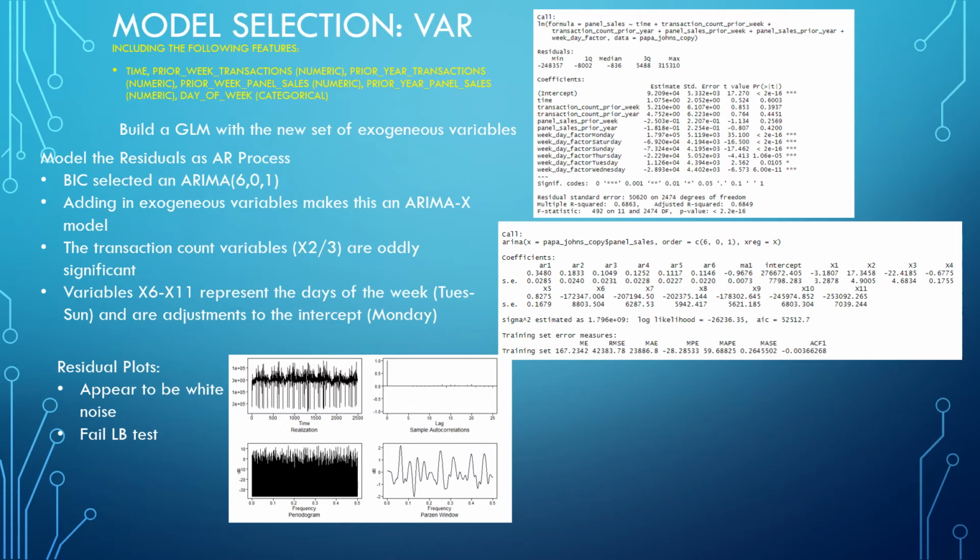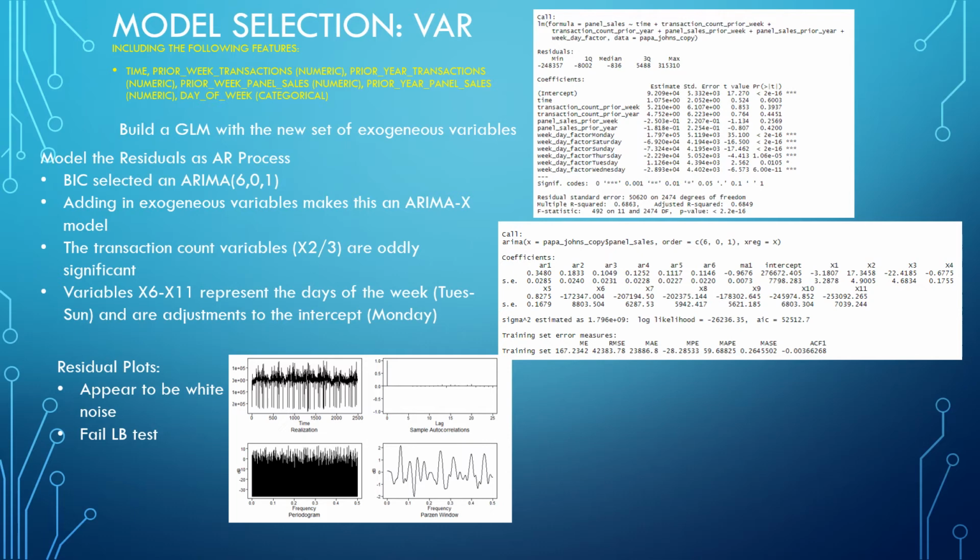the reference variable being the intercept being Monday. We see the high value for the intercept here, which is making a lot of sense. And then X6 through X11 are adjustments to that intercept based off the categorical predictor that we have in here. So Tuesday, Wednesday, Thursday, Friday, Saturday, Sunday are all going to have negative adjustments to that intercept.